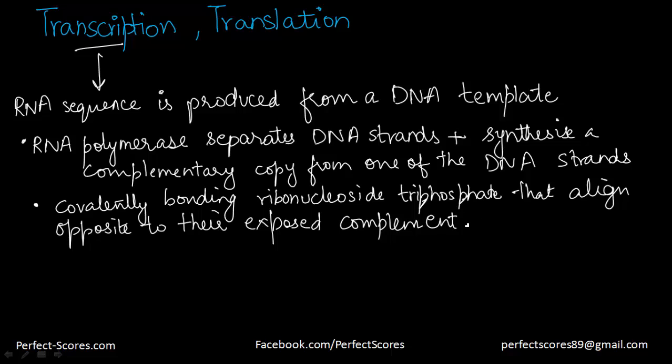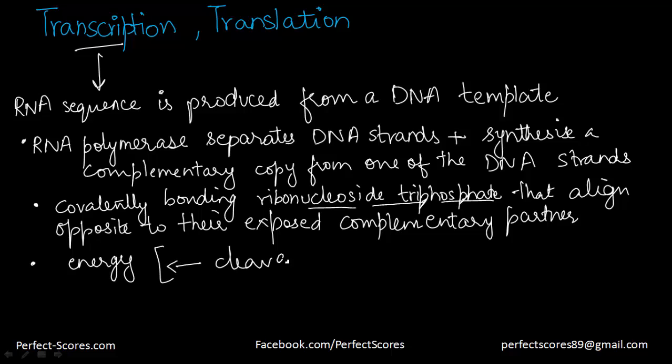When a DNA strand is separated, it is left alone without its partner strand, with its complementary base pairs exposed. Between the old partner and the new one, a covalent bond is formed. So the ribonucleoside triphosphate bonds to the exposed complementary partner. And just like in the case of replication, the energy for this entire process comes from the cleavage of the additional phosphate groups to join them together.